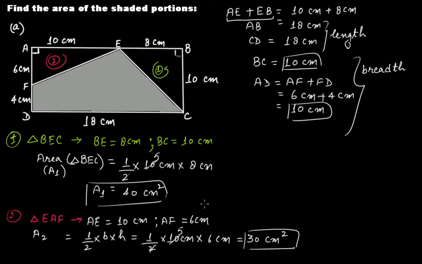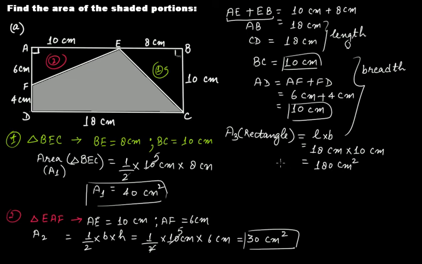Now if I try to find out the area of this whole rectangle, let's name it A3, area of whole rectangle. This comes as length times breadth. What's the length? Length is 18 times what's the breadth, 10. Sorry, let us put the unit. 18 centimeter times 10 centimeter, and you get 180 centimeter square. So A3 is 180 centimeter square.